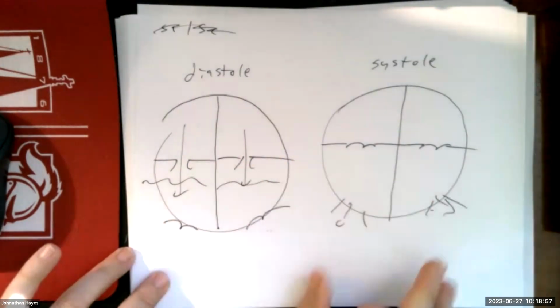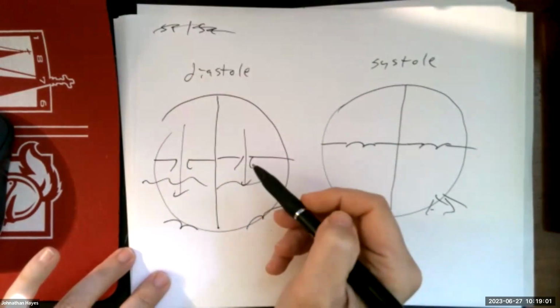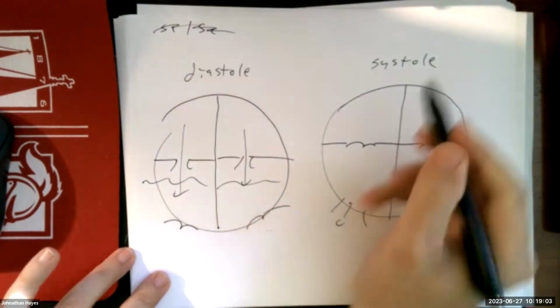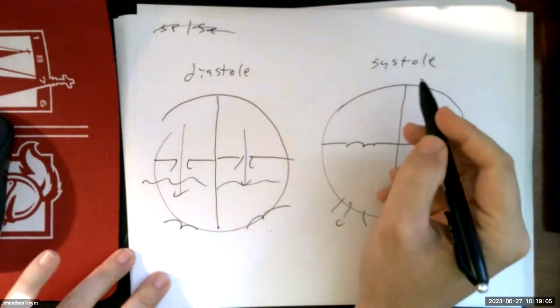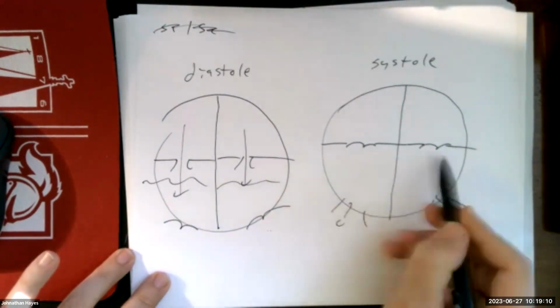So it's just common sense. During diastole, what am I trying to do? Refill the ventricles. So which valves need to be open? Which valve needs to be shut? During systole, I'm trying to eject blood from the ventricles without any backflow. So which valve should be open versus which valve should be shut?